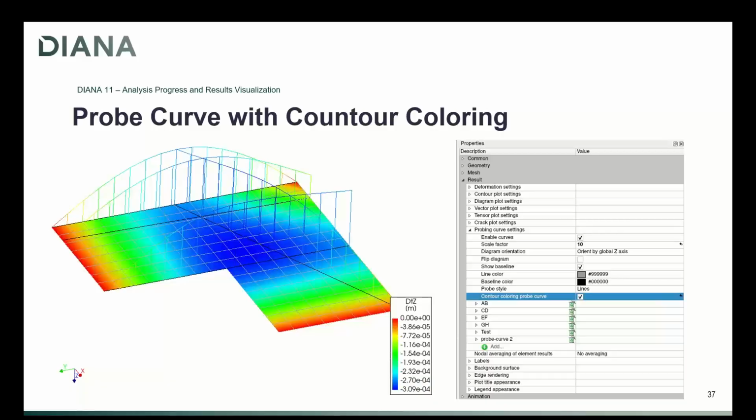Continuing with the contour, the probe curve, there is also a new option for seeing this probe curve with the color scaling. You also find this option under the probing curve settings, and the name is contour coloring probe curve. When this option is active, the probe curve is displayed with the same color code as the contour plot, so with the same legend as we see in the general contour plot.